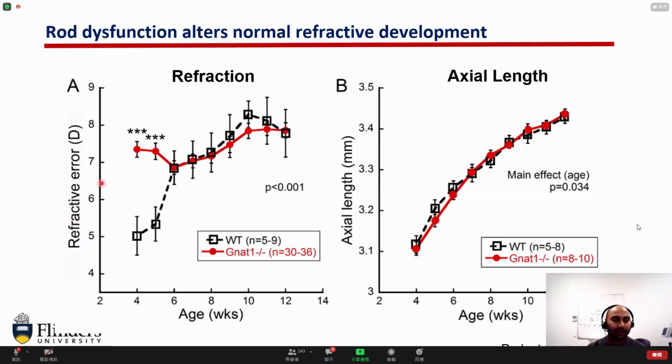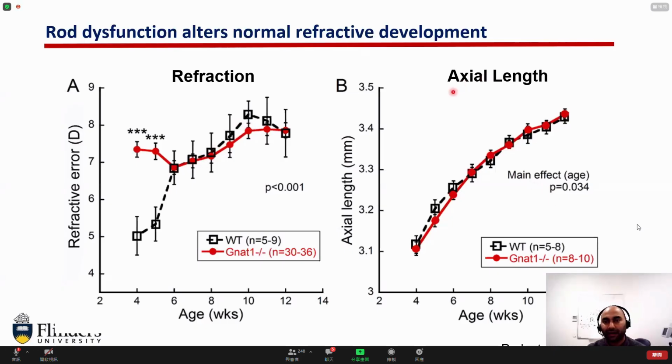This is the image of the refractive error development in the mouse model. The red line here is showing the GNAT1, the dotted black line is the wild type mice, and on the x-axis we have the age at which the mice were measured. It looks like the most prominent effect of the rod dysfunction was visible at young ages, at about 4 to 5 weeks old. In these young mice, we can see that GNAT1 dysfunction caused the refraction to be slightly more hyperopic compared to the wild type counterparts. But from about 6 weeks of age, the GNAT1 and the wild type mice showed a similar refractive development profile.